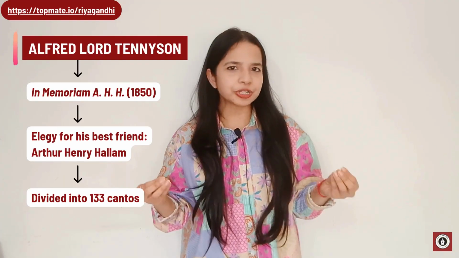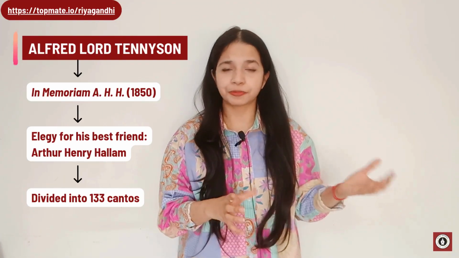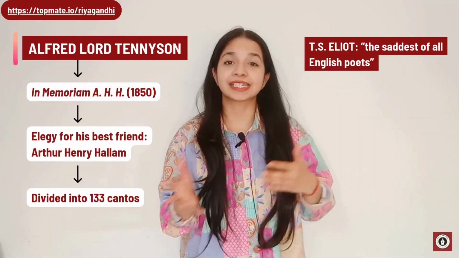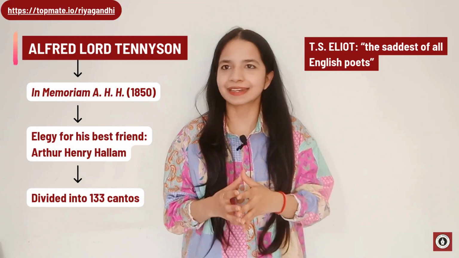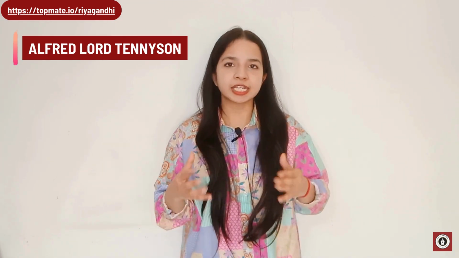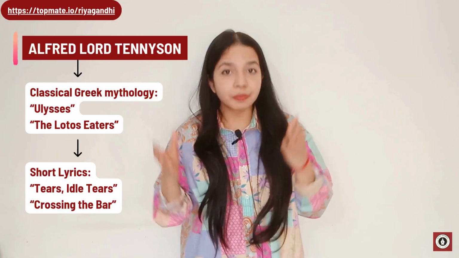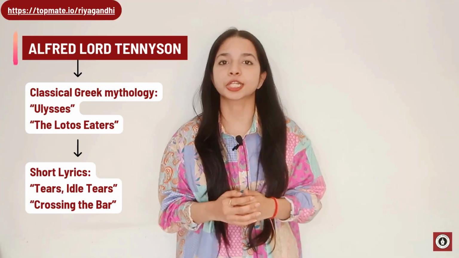But when we do talk about pain and sorrow and Alfred Lord Tennyson, T.S. Eliot has called Tennyson the saddest of all English poets, and no wonder. Apart from the works that we just discussed, Tennyson drew heavily from classical Greek mythology and produced works like Ulysses and The Lotus Eaters, and even some short lyrics like Tears, Idle Tears or Crossing the Bar, which remain some of the most moving verses in English literature today.